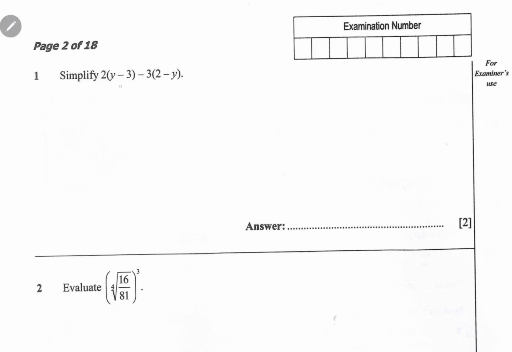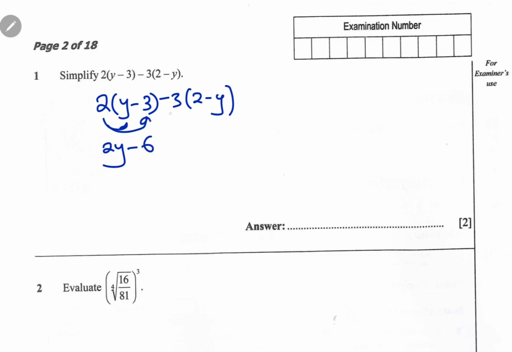Let me just copy the question. We are going to have y minus 3 minus 3, then 2 minus y. So we expand. Multiply that, you are going to have 2y. Multiply that, you are going to have negative 6. Then that, you are going to have again negative 6. That, you are going to have negative 3 or positive 3. Why? Because negative and negative is positive.